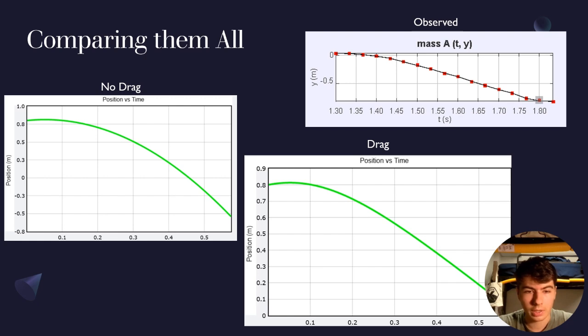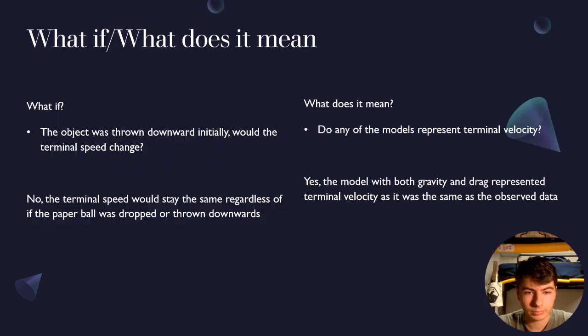So comparing all of these graphs, we can see that the no drag graph, in the time given, goes all the way down to negative 0.8 meters, which is much too far, whereas the drag and the observed model go only until 0, meaning that the drag model can accurately represent the observed position model, but that the no drag model overestimates. So what if, or what does it mean?